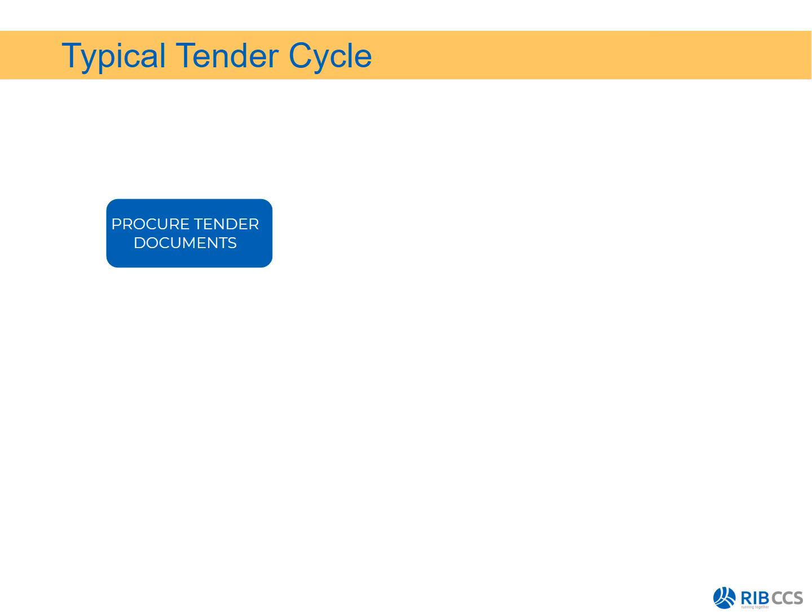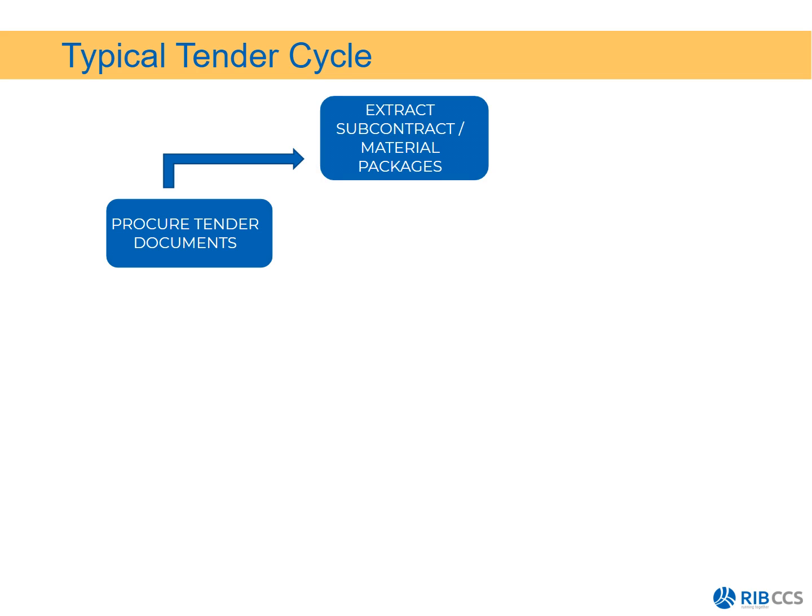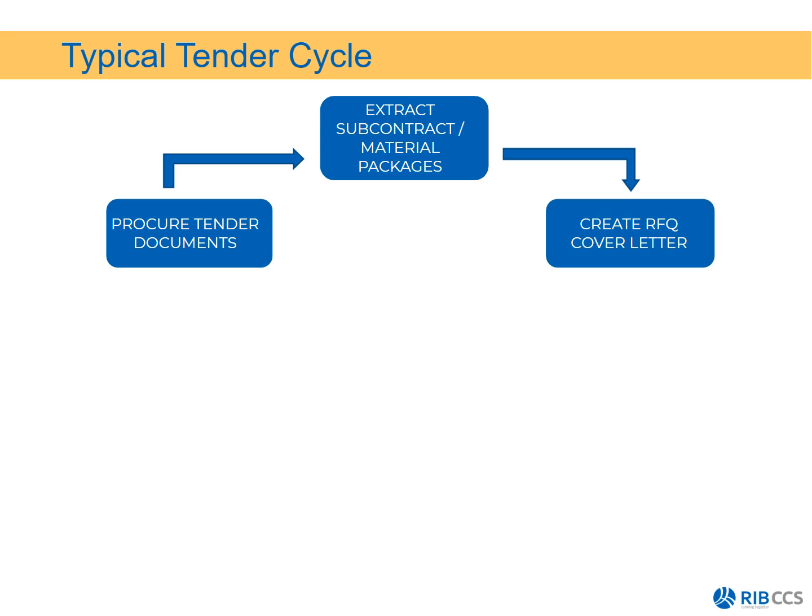So the normal process, or the typical tender cycle, would be for you to now procure the tender documents. Once you've procured the tender documents, you would then need to extract your subcontractor and material packages. You would then need to create a cover letter. Most of the time it gets done in Word.